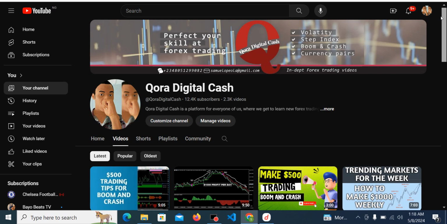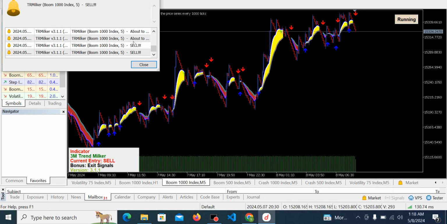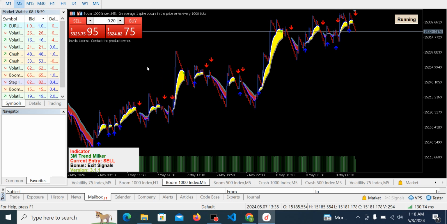So guys, let's go straight into what we have right here. We will be checking out the charts right away, and I will be using the 3M trend maker indicator to do my analysis right from here. If you are not having it, then you need to get it. If you're having it, then very good. Let's do the analysis together.